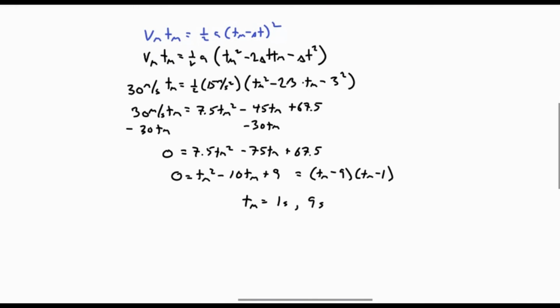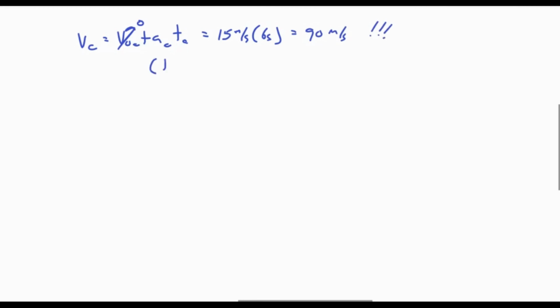1 second is of course preposterous. He can't have caught her before he started moving. We can use v equals v0 plus at to find that the policeman was going 90 meters per second when he caught up with her, because his time is 3 seconds less than her time of 9 seconds.